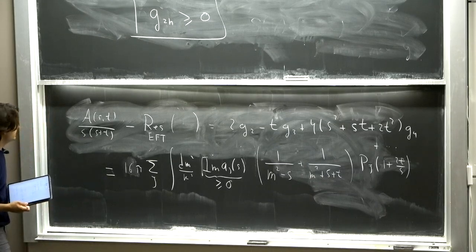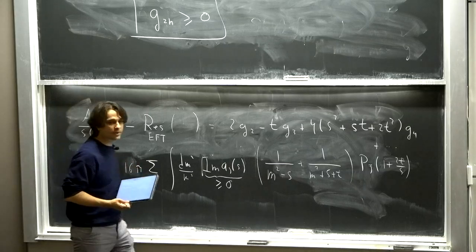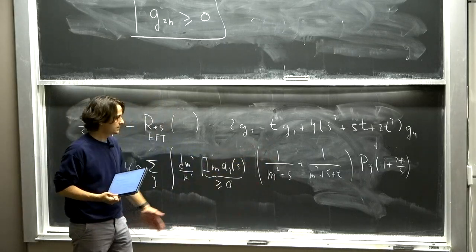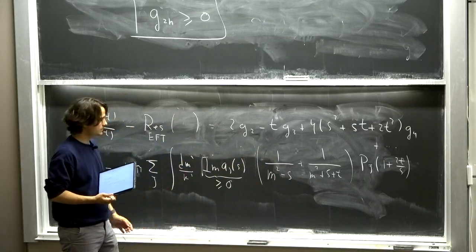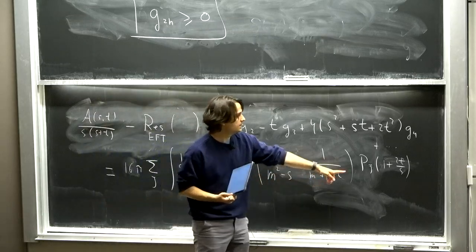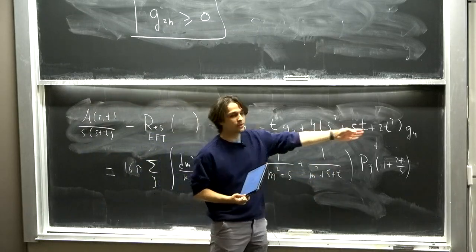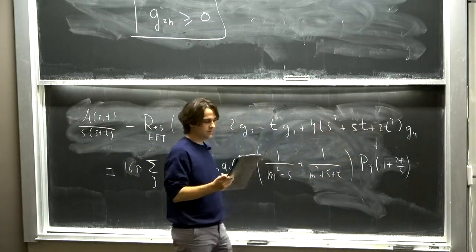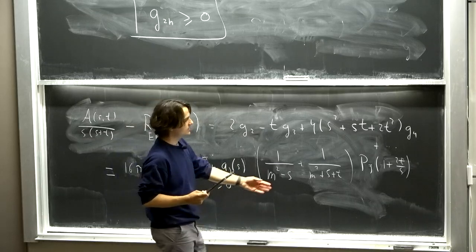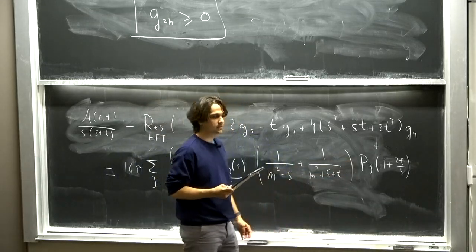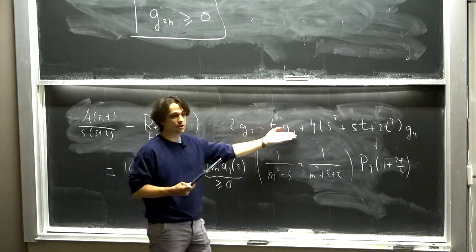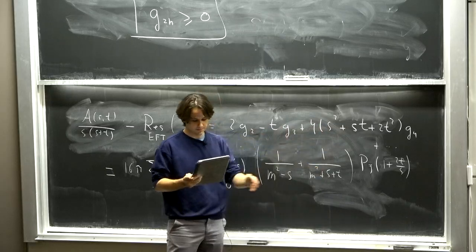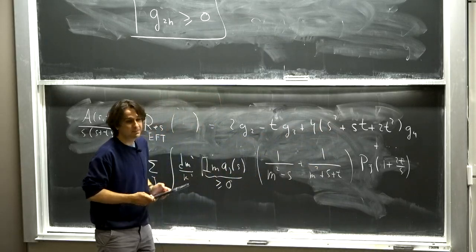So the name of the game now is that if I can find any operation I can do on the right-hand side which gives me something positive, so I expand for small s, I pick up the right order in the expansion here. If I can find any operation that makes the right-hand side positive, then I would get a non-trivial constraint on this coefficient.